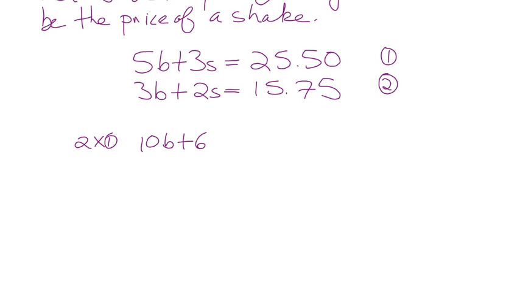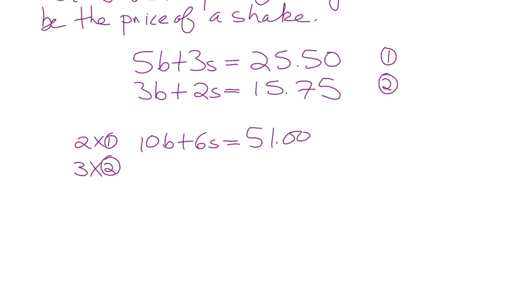10b plus 6s equals 25.50. No. I knew you were going to do that. What should it be? 51. Right? So make sure you're multiplying everything, every term that's up there. And what are we going to do to equation 2? 3 times 2. Now we could also go -3.